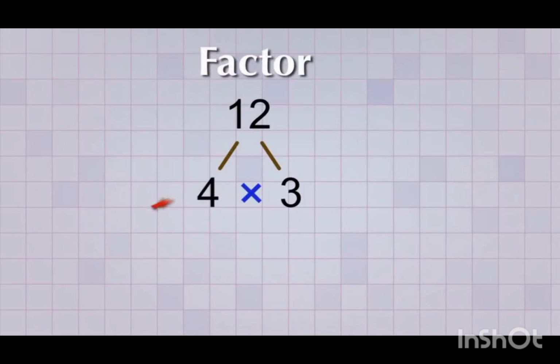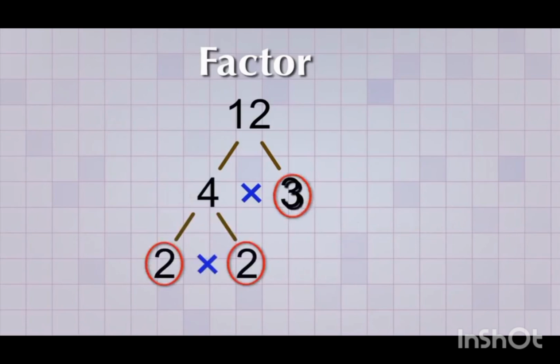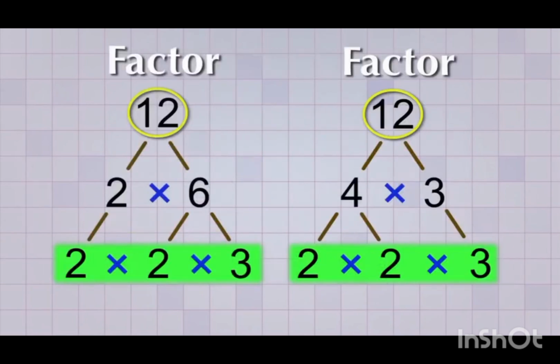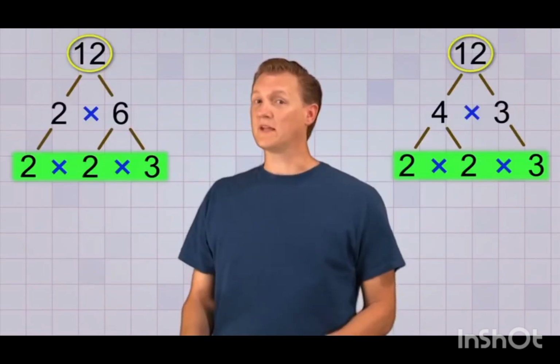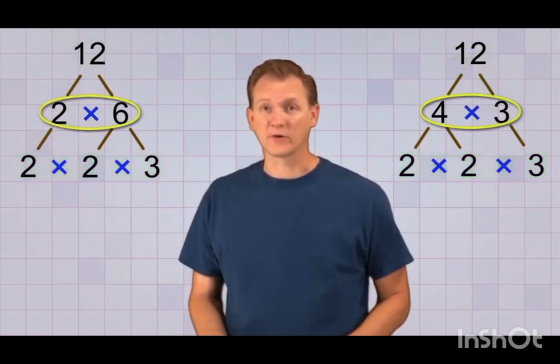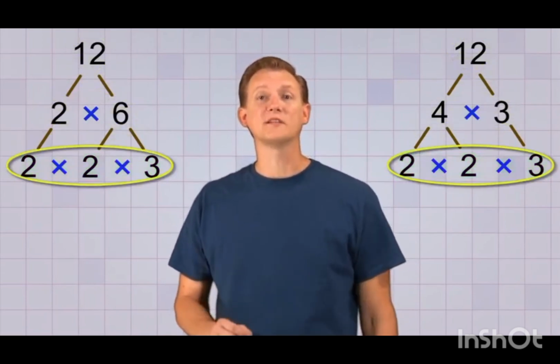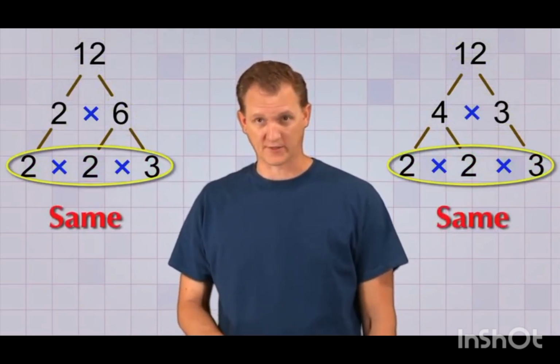So let's see. Are 4 and 3 prime numbers? Well, 3 is prime, but 4 is not. 4 can be factored into the primes 2 times 2. And again, if we bring down that 3 from the first step, we see that we have 3 prime factors for 12. And they're the exact same ones that we got the first time. That means no matter which way you start factoring, as long as you factor all the way down to prime numbers, you'll always end up with the same group of prime factors.